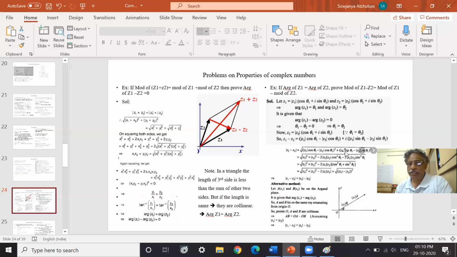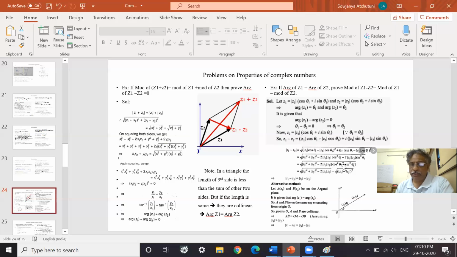So a square plus b square. This is a square, this is b square. So when I simplify it, I am getting root of mod Z1 square plus mod Z2 square minus 2 mod Z1 Z2. This is Z1 minus Z2 whole square. Mod of Z1 minus mod of Z2 whole square. So these two get cancelled. So what am I getting? Mod of Z1 minus Z2 is equal to mod Z1 minus mod Z2 if their arguments are on the same line. Here also the argument is on the same line. Here also the argument is on the same line.